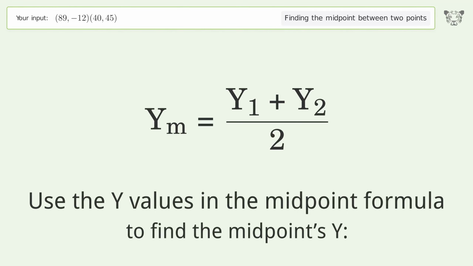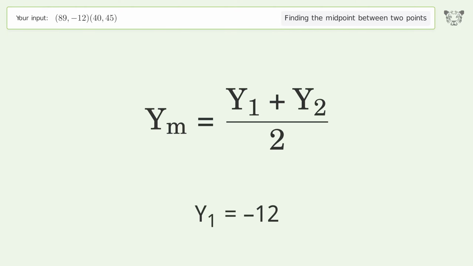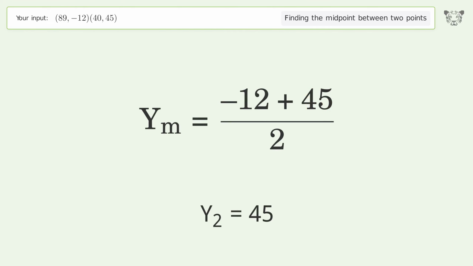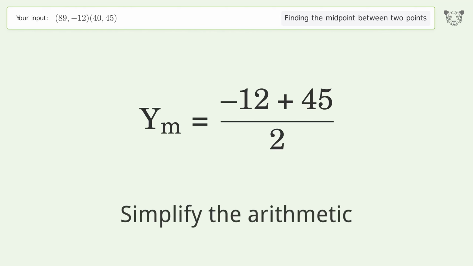Use the y values in the midpoint formula to find the midpoint's y. y1 equals -12. y2 equals 45. Simplify the arithmetic.